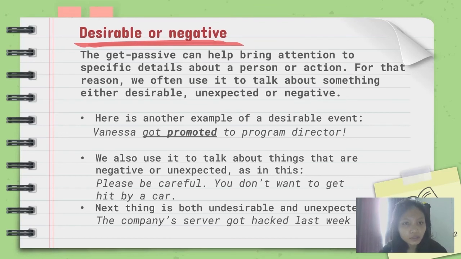Next, we talk about desirable or negative events. The get passive can help bring attention to specific details about a person or action. For this reason, we often use it to talk about something either desirable, unexpected, or negative. Here is an example of a desirable event: Vanessa got promoted to program director.